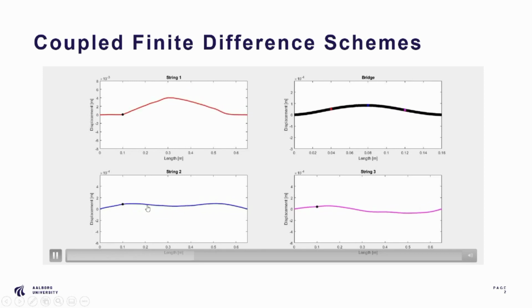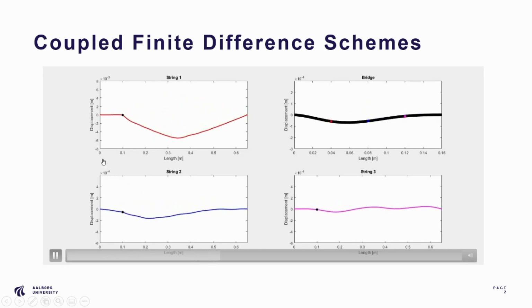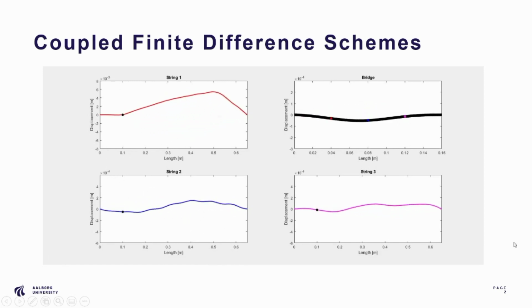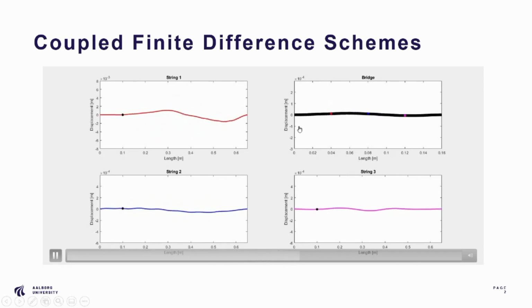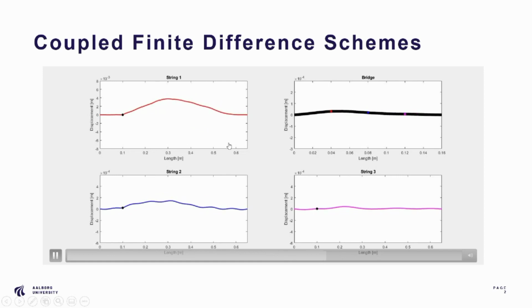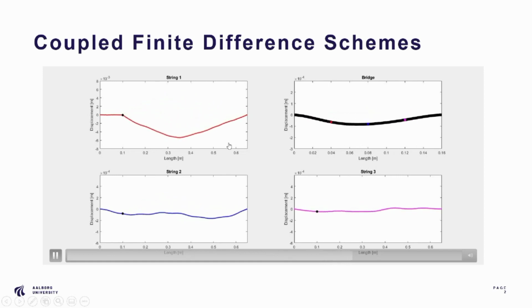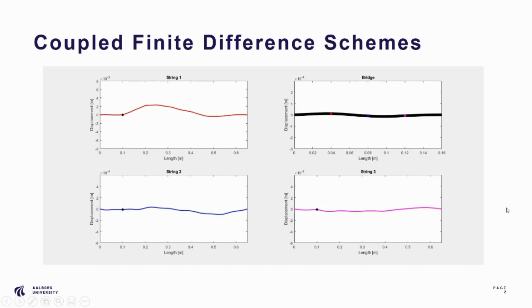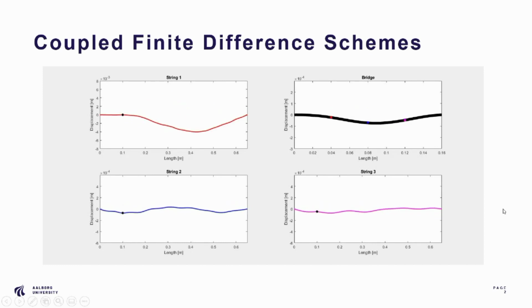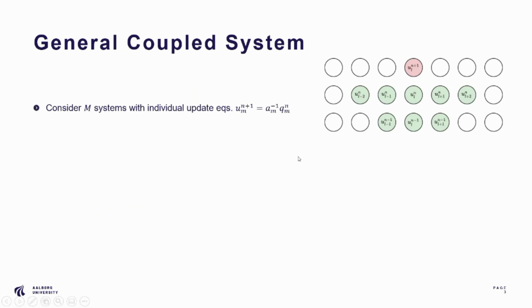So the other strings begin to vibrate, although it's about an order of magnitude smaller, and their oscillations are then transferred also back to the bridge and back to the originally plucked string. And so it's a complete system that affects each other if we want to, as faithfully as possible, model a complete guitar.